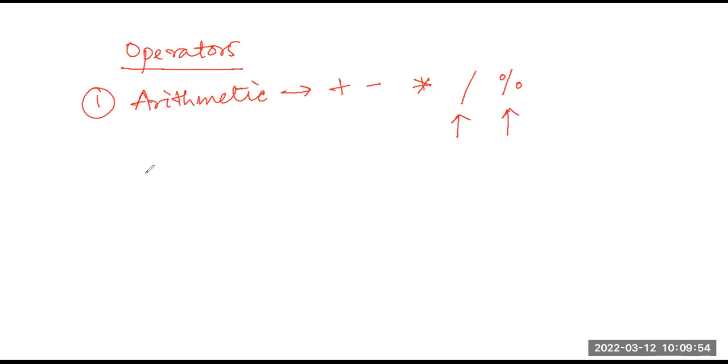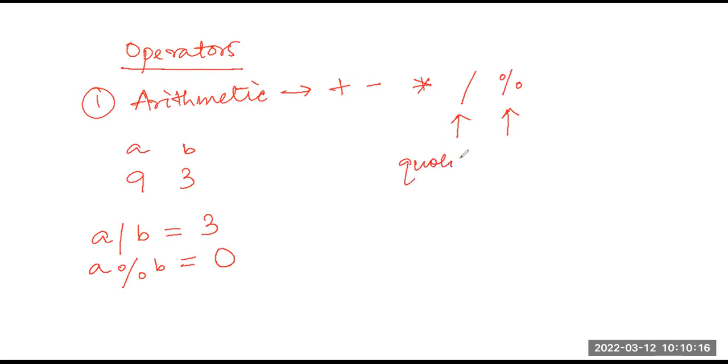If I have 9 as A and if I have 3 in B, if I do A by B, it will give me the answer 3. And if I use A modulus operator B, it will give me the answer 0. That is, this returns the quotient of the variables upon which it is applied, and this will return the remainder of the variables upon which it is applied. Okay, these are the arithmetic operators.